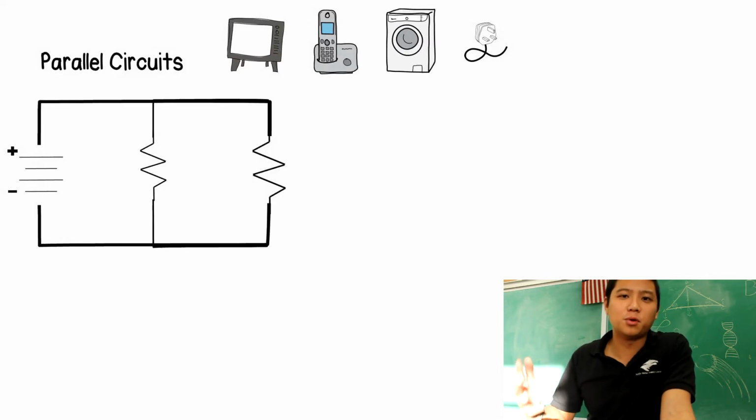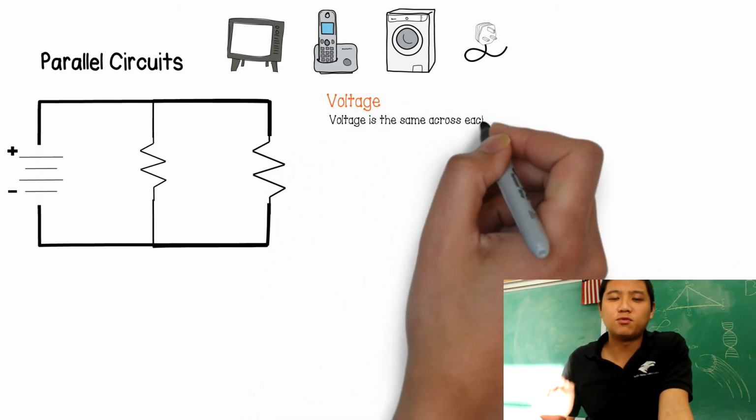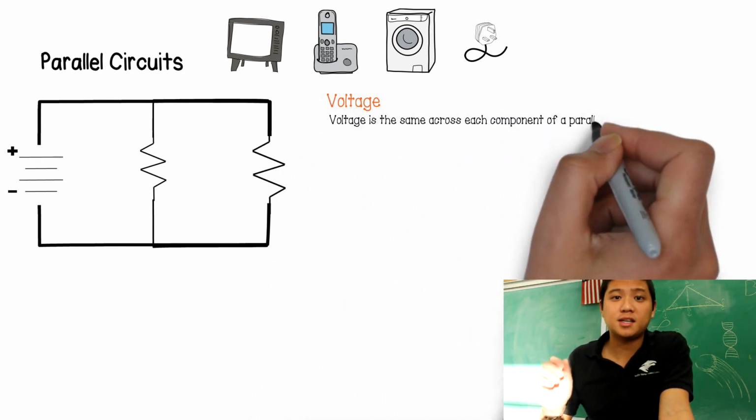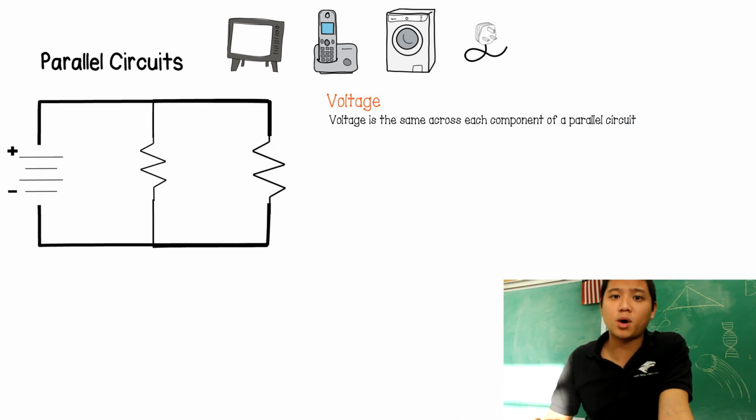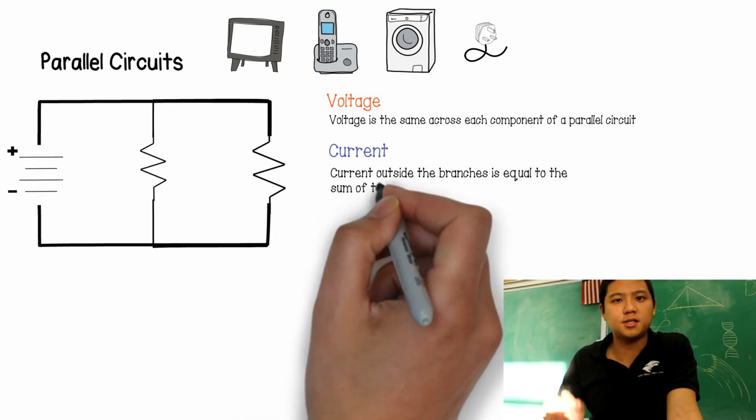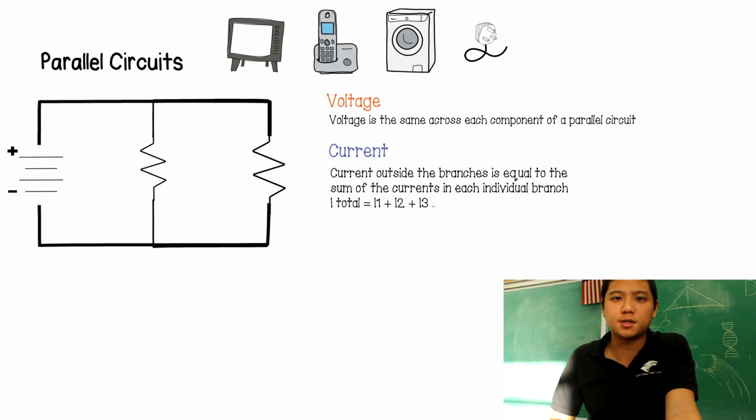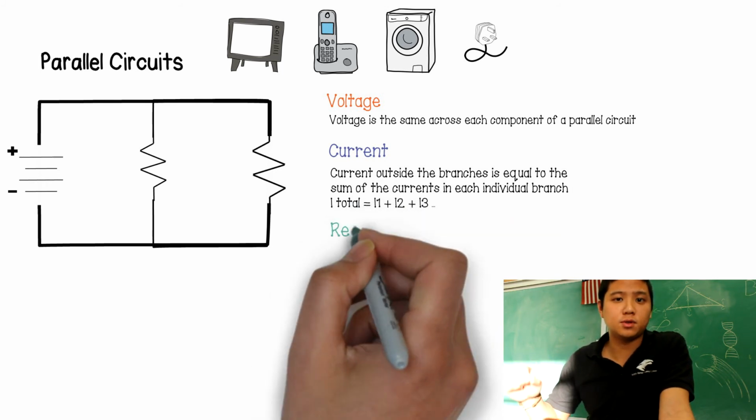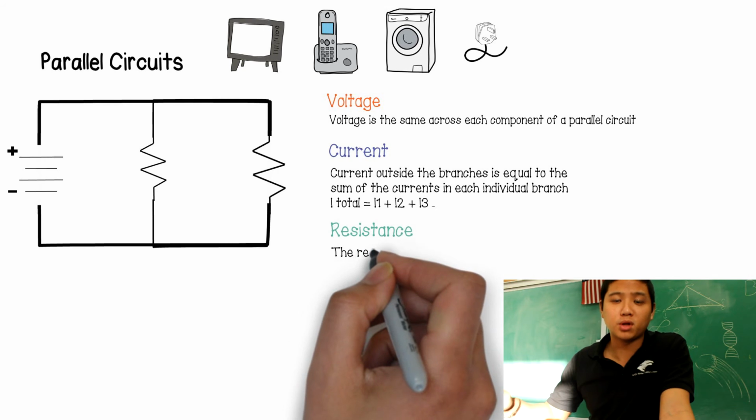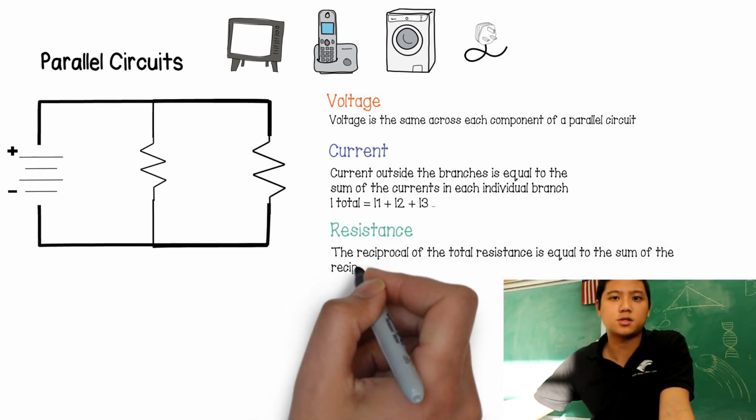So again, let's talk about voltage, current, and resistance when it comes to the parallel circuit. So voltage in a parallel circuit is the same across each component of the parallel circuit. Now in a parallel circuit, the total current is equal to the sum of each individual branch's current. So the total current is going to be equal to the current in resistor 1 plus the current in resistor 2 plus the current in resistor 3, and so on and so forth.